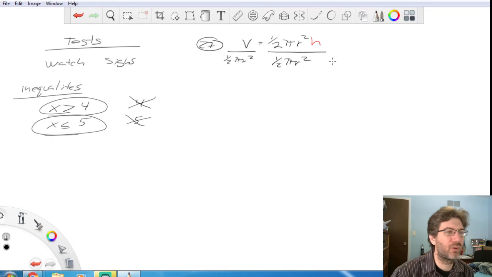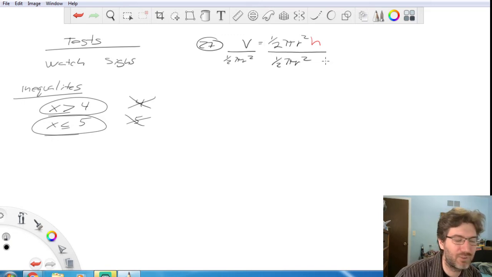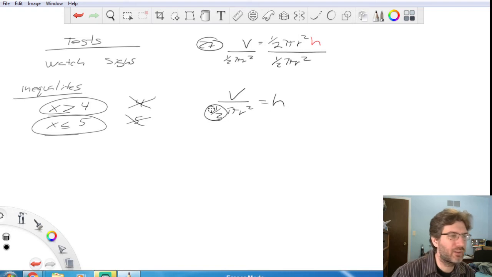And again, typing-wise, I might have marked it wrong just because you typed it in weird, and I'm not sure if that's what you meant or not, so make sure you look at it. But here, you're going to get v divided by 1/2 pi r squared equals h. This is what we don't like. We don't like having the 1/2 there.